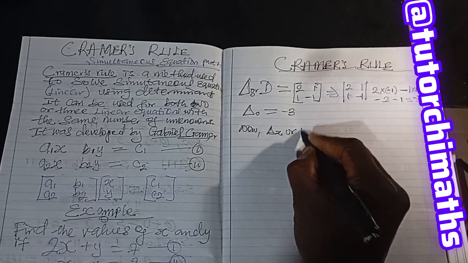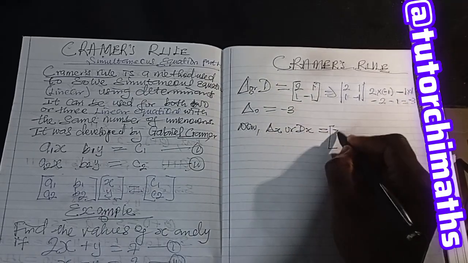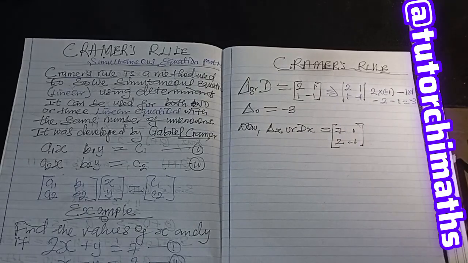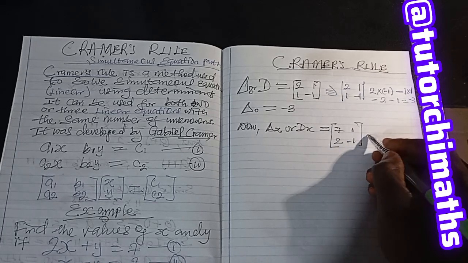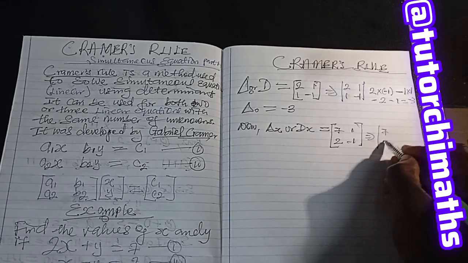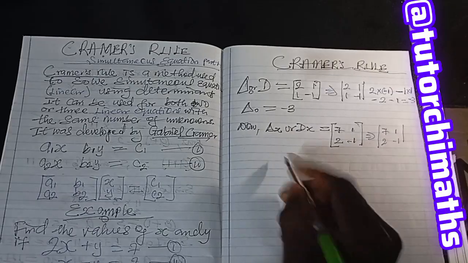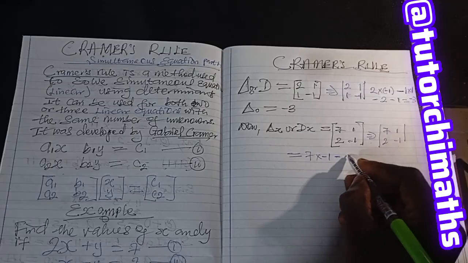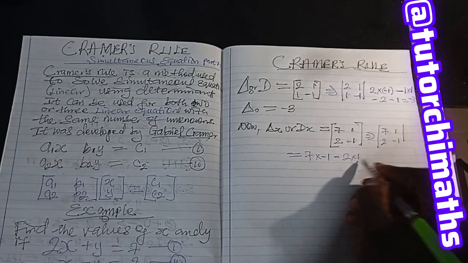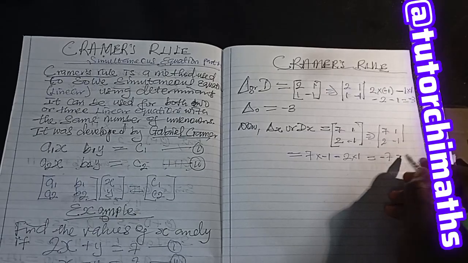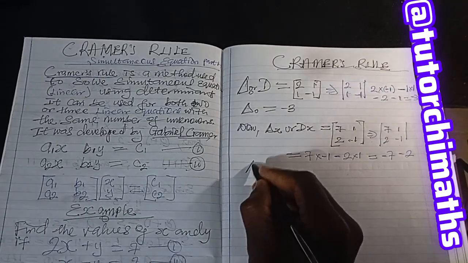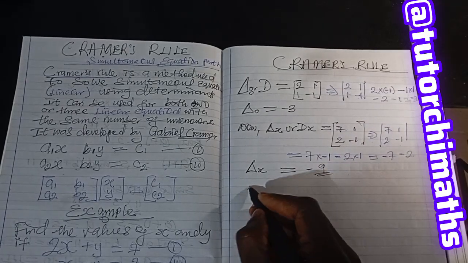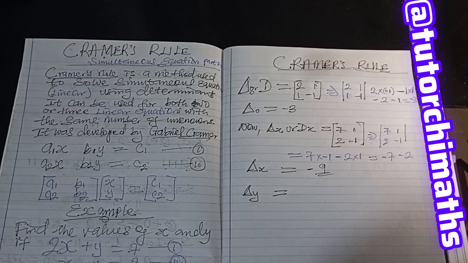Now, change in x or dx will be, constants are 7 and 2. So this one will still be there, 1 and minus 1. Alright, so the determinant here will be 7, 1 and minus 1. So that we can have 7 times minus 1, then minus 2 times 1. This will give us minus 7 minus 2. So we have change in x is equal to minus 9.